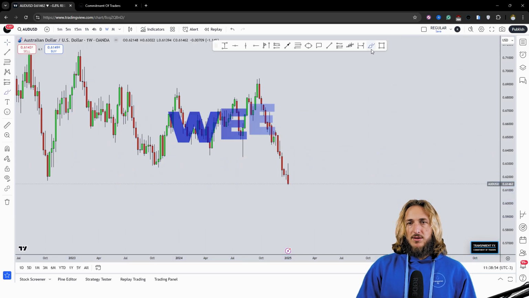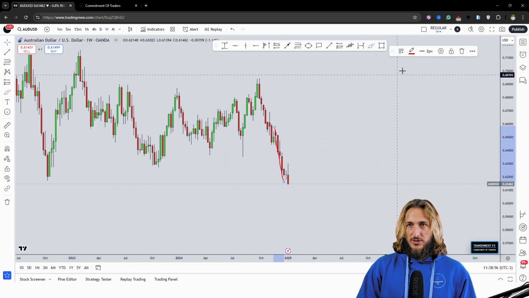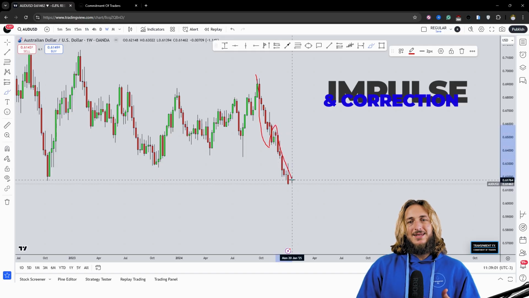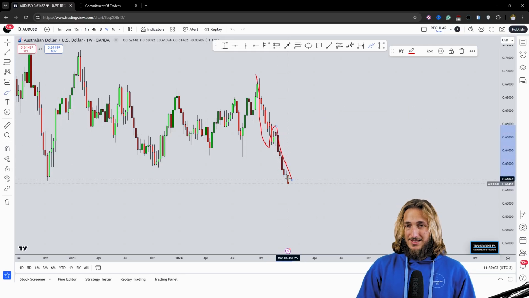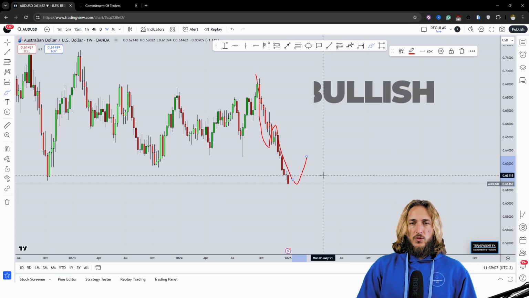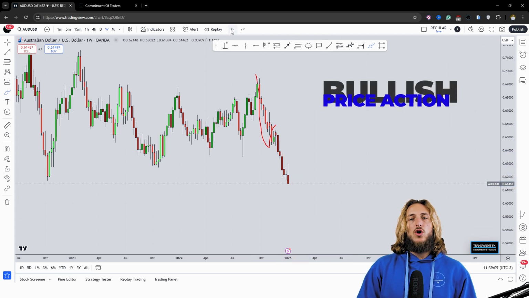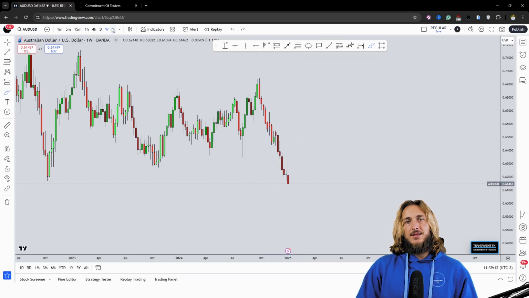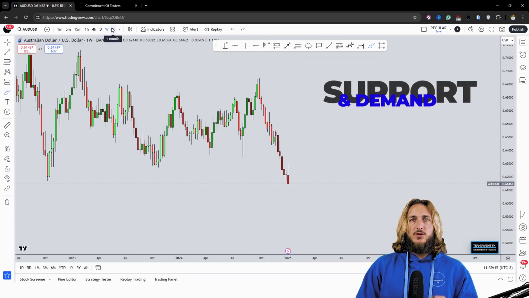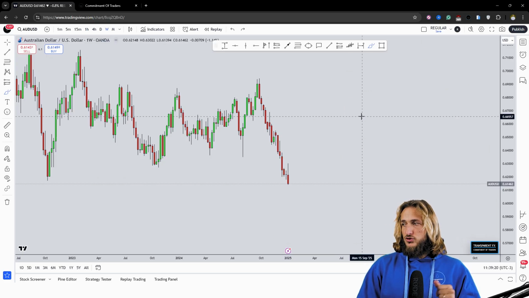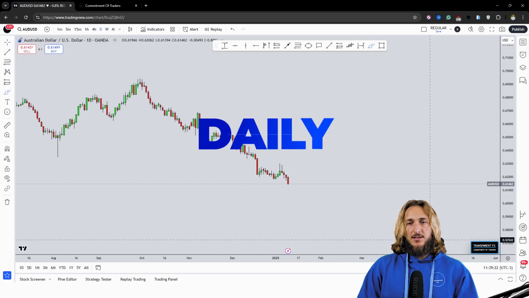Well, from a weekly standpoint, we can see a massive impulse to the downside. First, we had the first impulse, then the correction, then the market created yet another impulse to the downside. The next logical step would be for the market to create yet another correction, because at the moment the market seems quite overextended to the downside and has now entered that monthly demand and support that we have just identified. So let's keep all of this in mind and drop down here on the daily time frame.